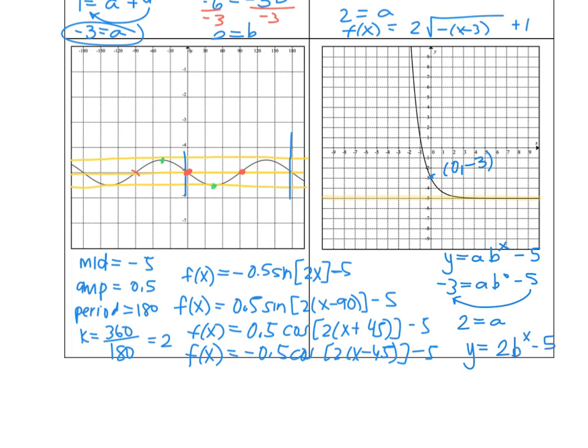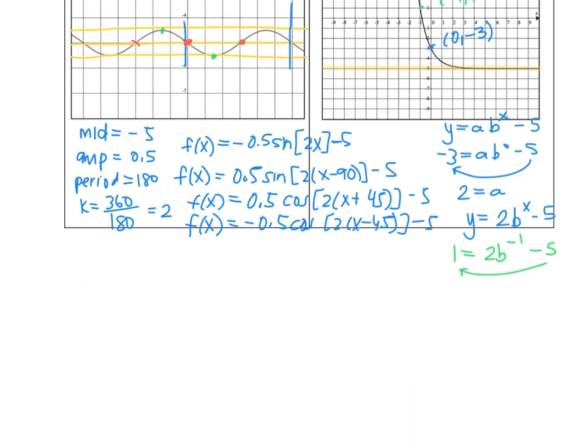And now, again, pause the video, pick another clean point that you can see and read off nicely, sub it in for x and y to solve for your base, put it all together, then come back to check your work. Okay, so the only clear point that I can really see is -1, 1. So I'm going to plug in 1 for y, -1 for x. Now I'm going to bring that -5 over. And when I do that, I have 1 plus 5, which is 6.